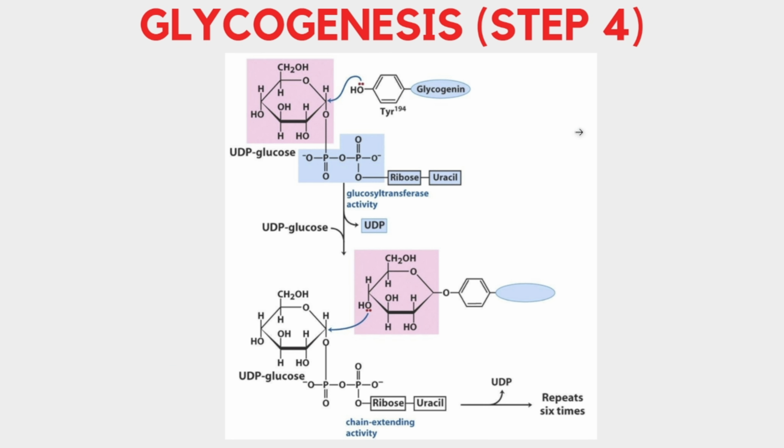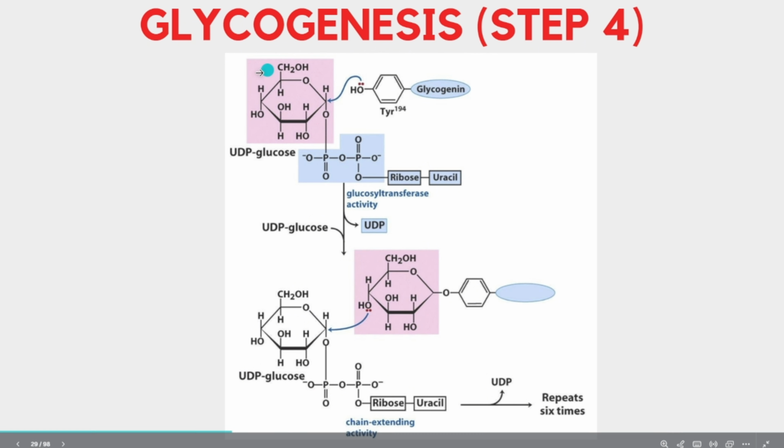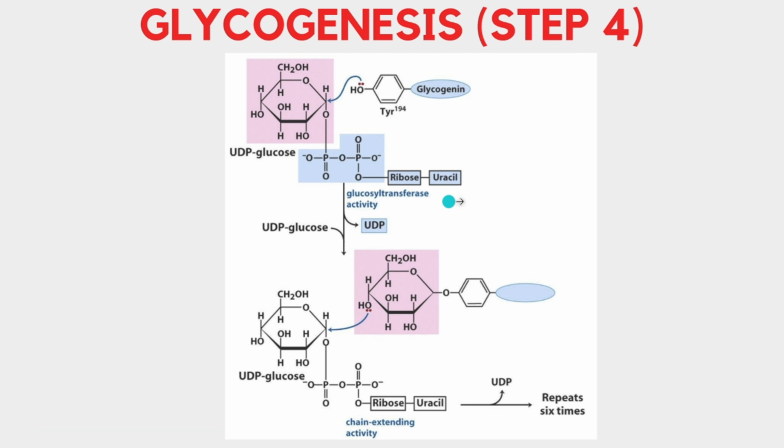Okay, next is step 4. This step 4 will repeat and repeat. What is happening here? You already have UDP glucose here, right? This is glucose, and this is the UDP. So simple. UDP, because it says uridine diphosphate glucose. So glucose is here, and this is called UDP.